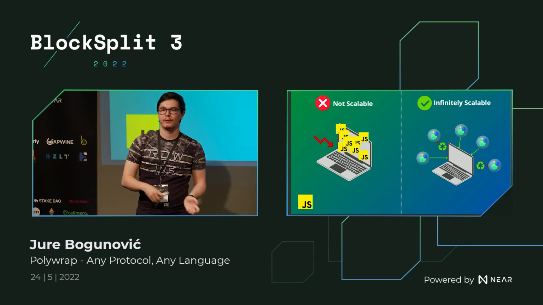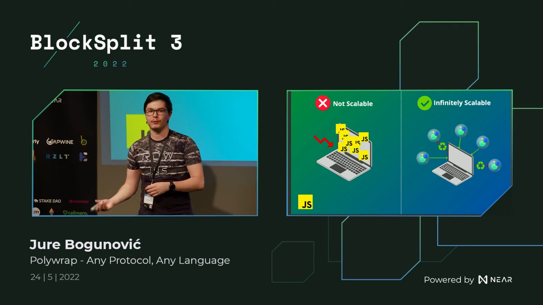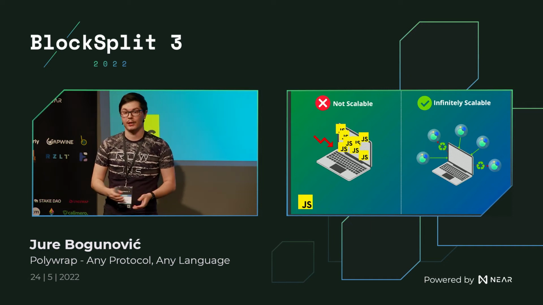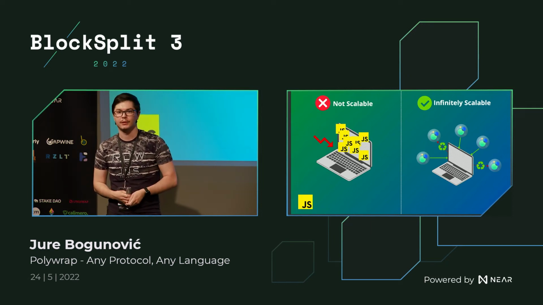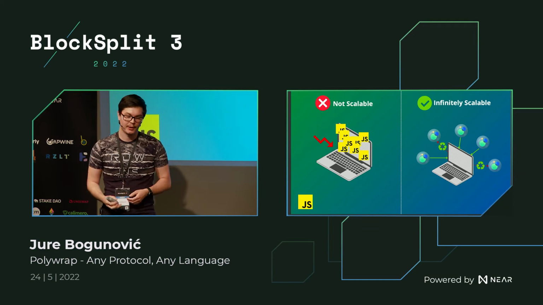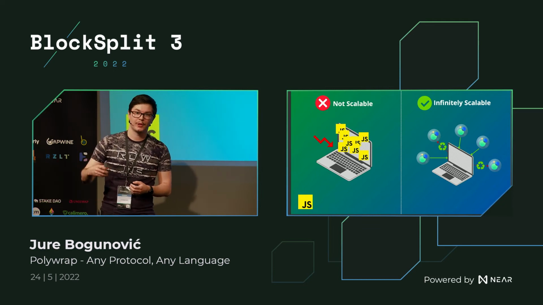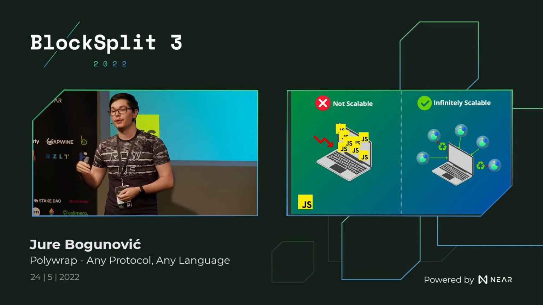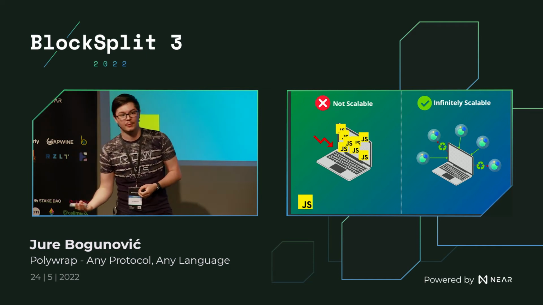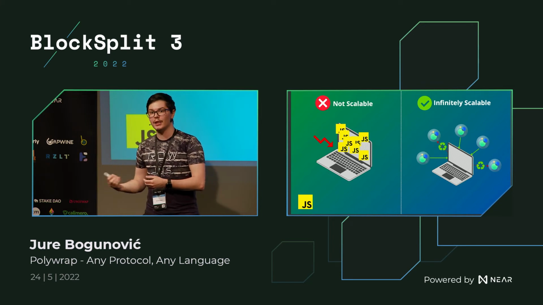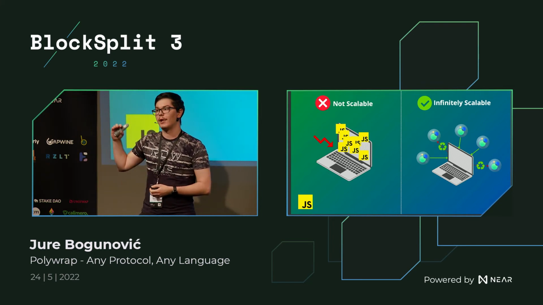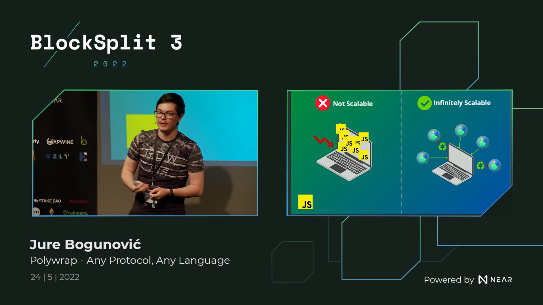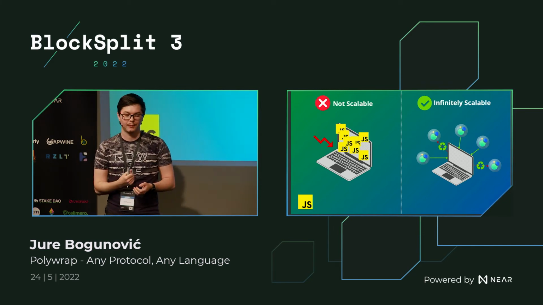So not scalable versus infinitely scalable, since we download these wrappers normally at runtime. Again, not a requirement, but that's just the golden path with Polywrap. You download them at runtime, you cache them locally so that you can re-execute them. If you're using something like IPFS, that means you're using content addressing, and you know that your wrappers that are hosted on IPFS will not change, so you can safely cache them and reuse them.